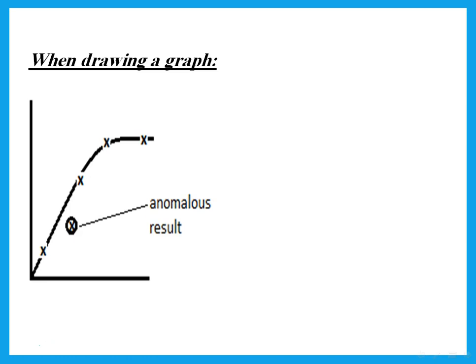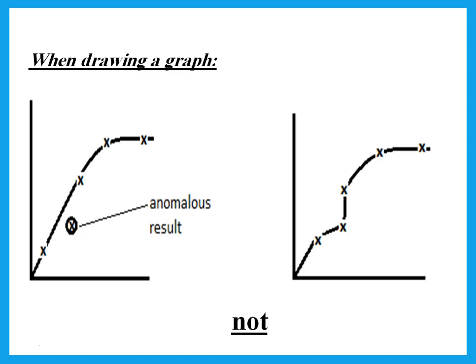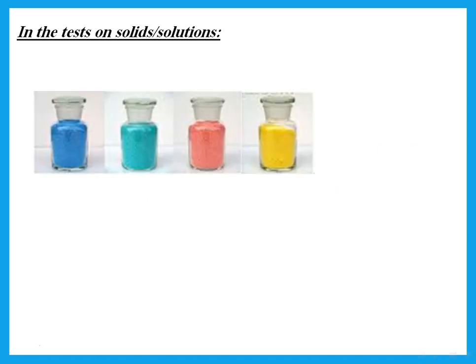Now, when we have a point that is away from the curve, this is called an anomalous result. That means something went wrong with that result. It's not correct, so I do not include it. I don't draw the graph so that it is a weird curve. It has to be a smooth curve. If a point is away from it, I ignore it.